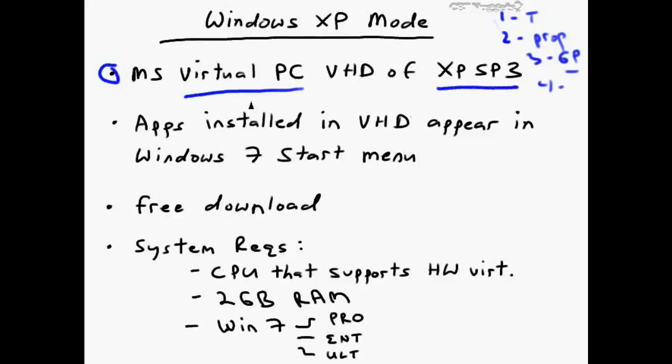Windows XP Mode, in essence, is a free download. It does not come shipped with Windows 7, in which you install a special version of Virtual PC, as well as a virtual hard drive file, or .vhd file, of an already installed and configured Windows XP Service Pack 3 OS. Now, let me come down to the very bottom under System Requirements.